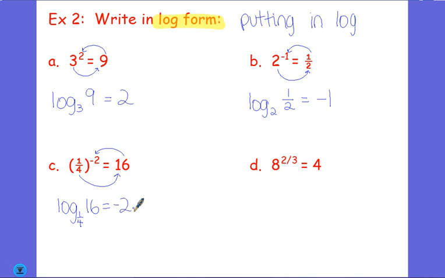On this one, start with the 8. Circle over to the 4. Circle back over to the 2/3. Start with log. Base 8 of 4 equals 2/3. So that is one skill that you're going to have to be able to do today for your homework, is swapping between the two forms.